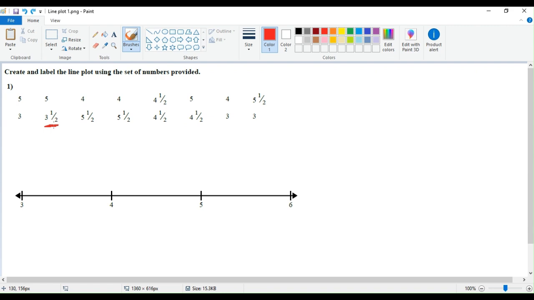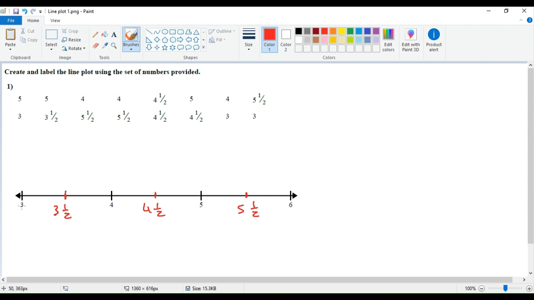You might see here there's 3.5, 5.5, 4.5. So we need to include the half point on the number line. So there's 3 and 4. So hopefully you know halfway, there's 3.5 between 4 and 5. Halfway, 4.5 between 5 and 6. 5.5. Now there's a couple of ways of doing this.